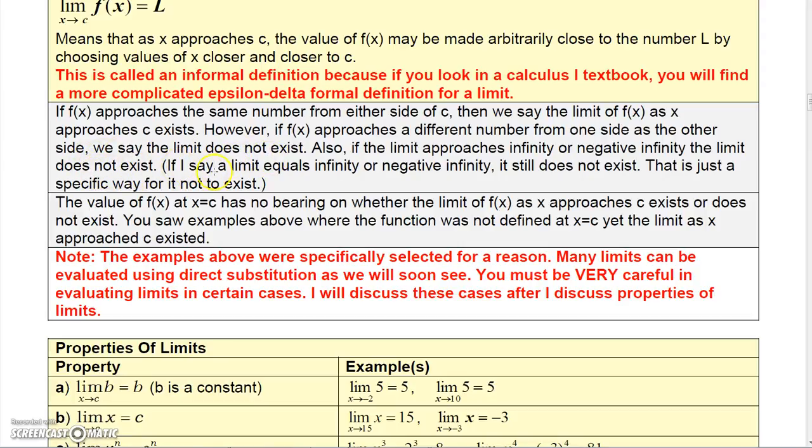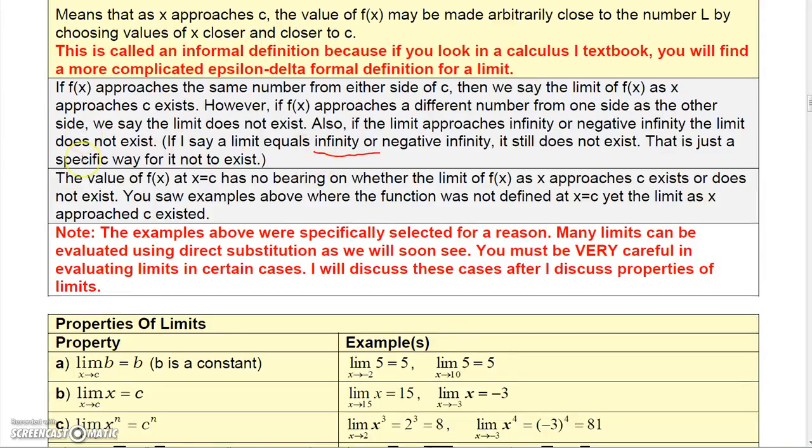Now, if I say a limit equals infinity or negative infinity, it still does not exist. That is just a specific way for it not to exist. And the reason I say this is because even if a limit approaches infinity from both sides, it still doesn't approach a real number. So for it to exist, it has to approach a real number.